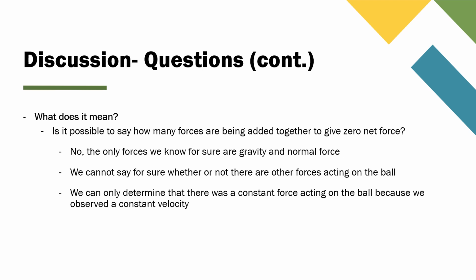What does it mean? Is it possible to say how many forces were being added together to give a zero net force? No, the only forces we know for sure are gravity and normal force. We cannot say for sure whether or not there are other forces acting on the ball. We can only determine there was a constant force acting on the ball because we observed a constant velocity.